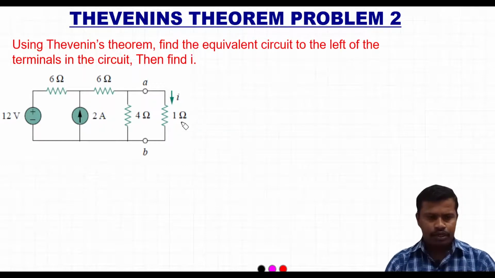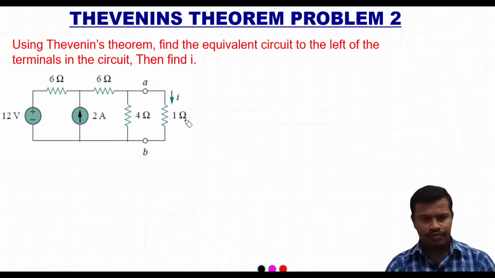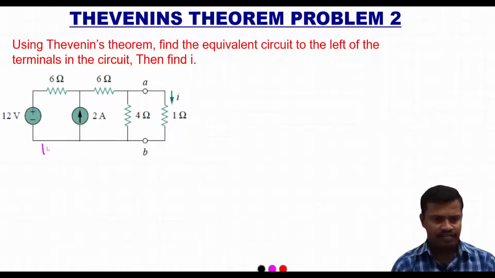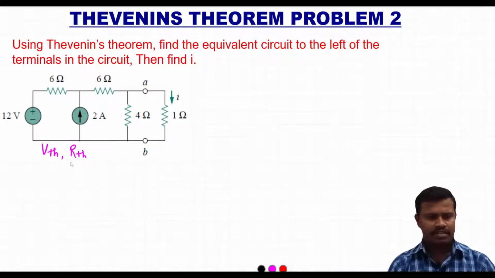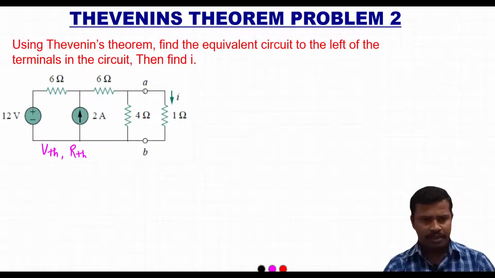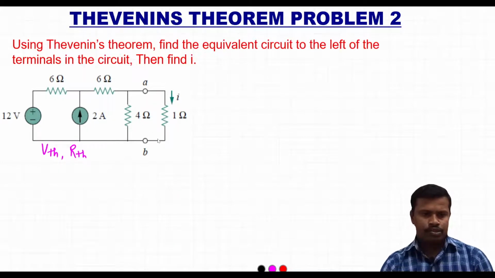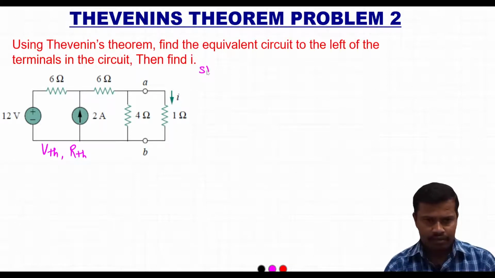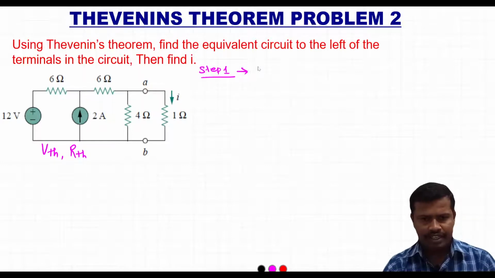As we know, to draw the Thevenin's equivalent circuit we need to know two values, that is VTH, the Thevenin's voltage, and RTH, the Thevenin's resistance. These two parameters are required to draw the Thevenin's equivalent circuit. To find out the Thevenin's voltage we need to remove the 1 ohm resistor from terminals A and B. Then we need to find out the voltage across these terminals A and B. So as step 1, we will find out the value of VTH.